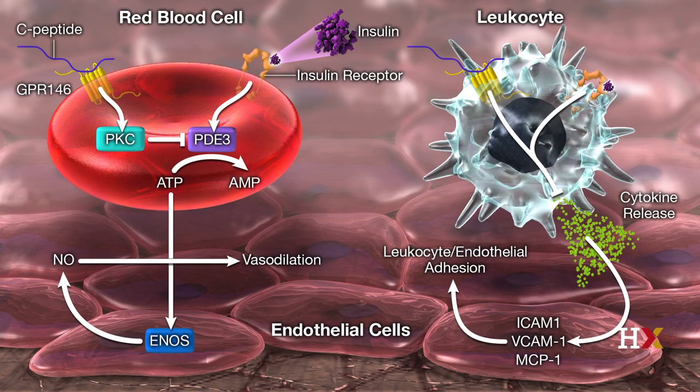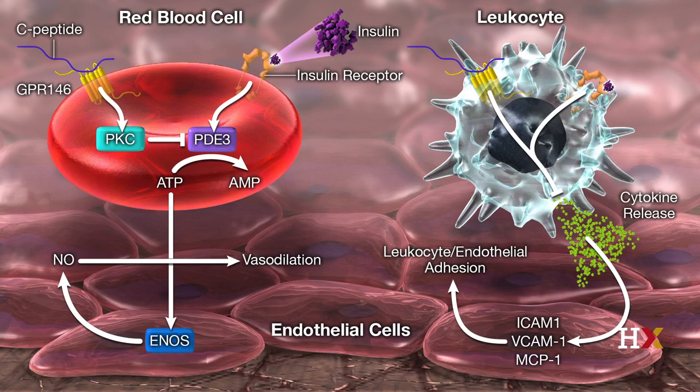In other cases, both insulin and the C-peptide have inhibitory effects. When white blood cells are activated, they release cytokines that trigger the upregulation of adhesion molecules at the surface of endothelial cells. The attachment of white blood cells to these adhesion molecules is one of the first steps of extravasation, the infiltration of inflamed tissues by white blood cells.